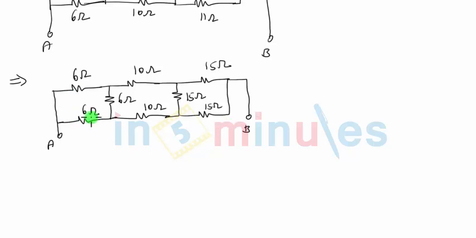So in this case, if you carefully observe, it will be easier to convert a delta. You can see there is a delta formed of three resistors here, 6 ohm, 6 ohm, 6 ohm, and similarly there is a delta here also of three resistors, 15 ohm, 15 ohm and 15 ohm. So if I choose these two delta networks and connect them to star networks, then let us see what we are going to get.